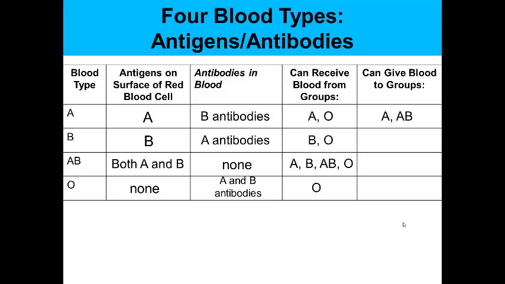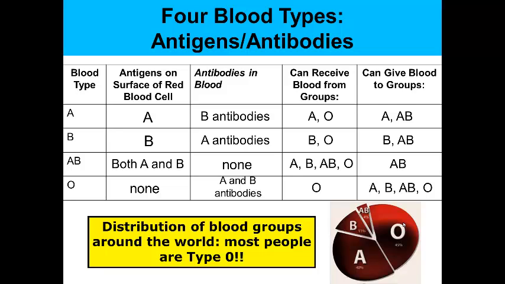Type A can give blood to type A and type AB. Type B people can give blood to type B people and AB. AB people can only give blood to AB people. And type O people can give blood to type A, type B, type AB, and type O.